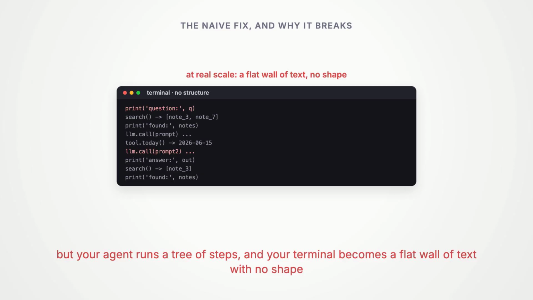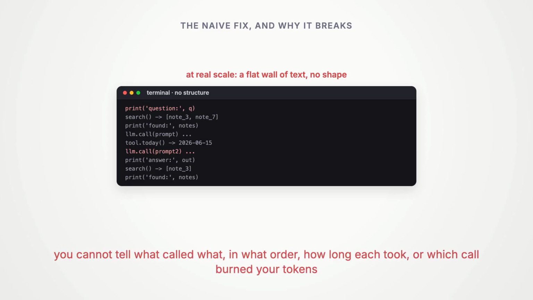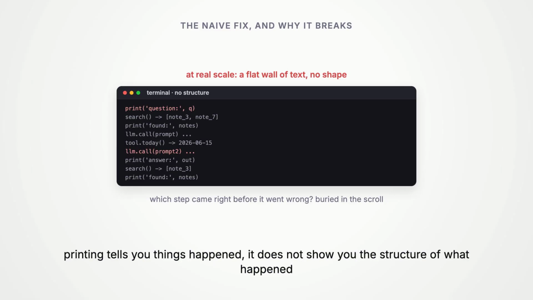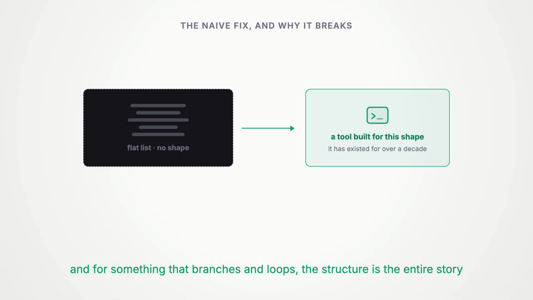Worse, you cannot tell what called what, or in what order, or how long each piece took, or which model call quietly burned half your tokens. And the thing you most need to know, which step came right before it went wrong, is buried somewhere in that scroll. Printing tells you a few things happened. It does not show you the structure of what happened. And for something that branches and loops like an agent, the structure is the entire story. We need something built for exactly this shape.